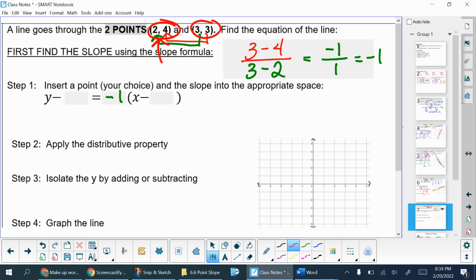So 2 is the x coordinate, so it's going to go x minus 2. 4 is the y coordinate, so y minus 4. And that's our line in point slope form.